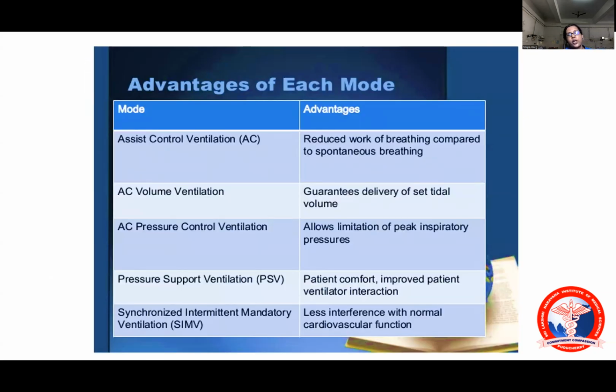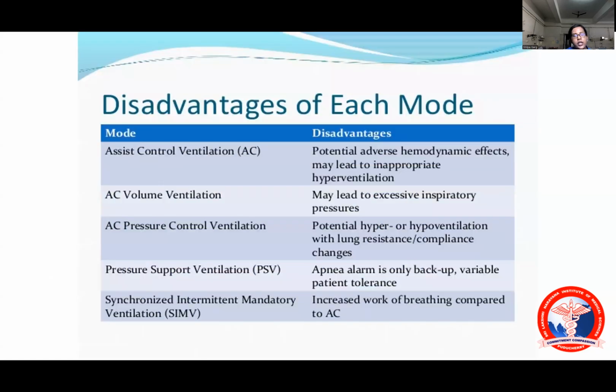The advantages of each one. Assist control ventilation reduces the work of breathing compared to spontaneous breathing. Assist control volume ventilation guarantees delivery of the set tidal volume. Assist control pressure control ventilation allows limitation of peak inspiratory pressures. Pressure support ventilation gives patient comfort and improves patient-ventilator interaction. Synchronized intermittent mandatory ventilation results in less interference with normal cardiovascular function.